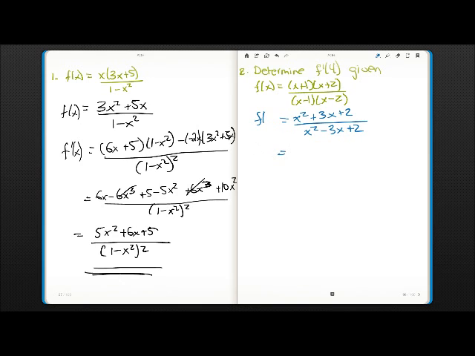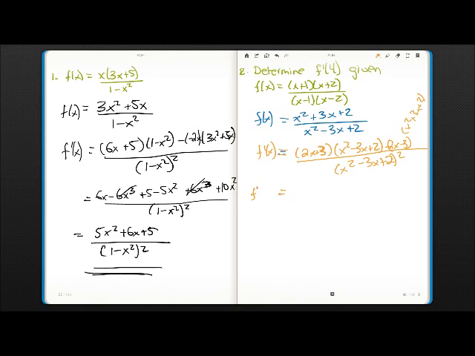And then I'm going to take the derivative of this, just going to change the colors, orange. f prime of x would be 2x plus 3 times the bottom, so x squared minus 3x plus 2, minus the derivative of the bottom, so that would be 2x minus 3, times the top function, x squared plus 3x plus 2, all over the bottom function squared, so x squared minus 3x plus 2 squared.